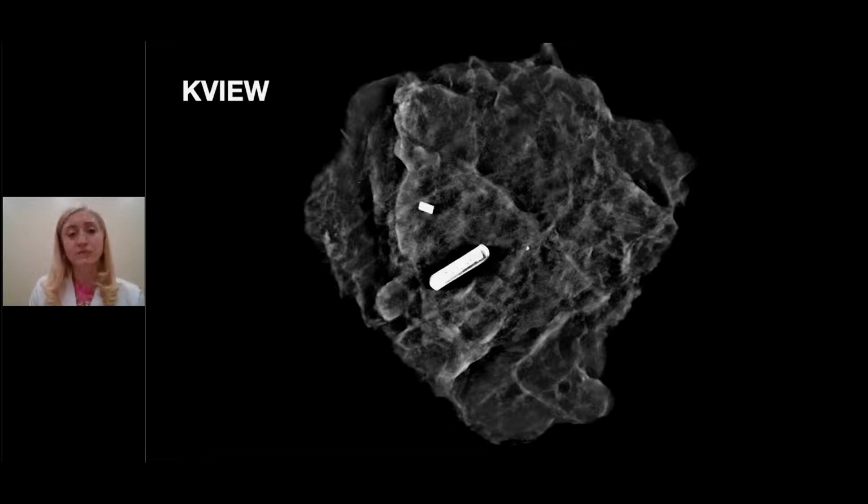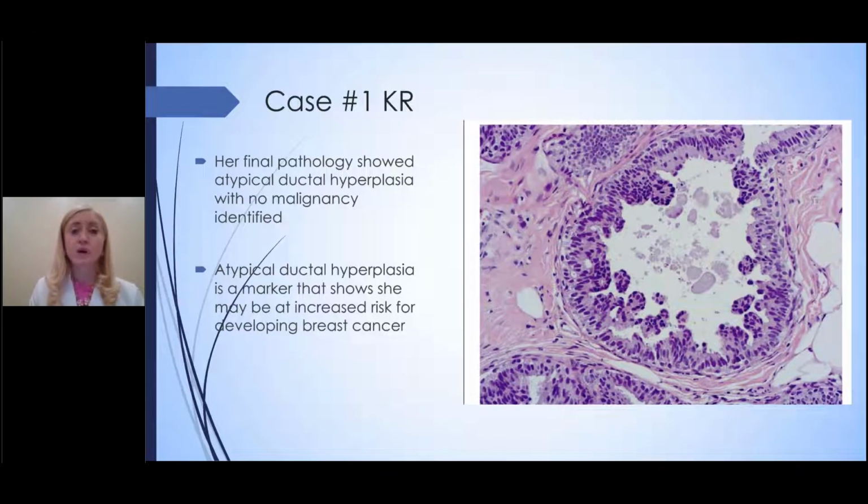With atypias, we don't need extra margins at the time of surgery. So that's one thing to note with her being an atypical hyperplasia. On this patient's final pathology, this showed atypical ductal hyperplasia with no malignancy identified. So the discussion with this patient is that we can be at increased risk now for a future breast cancer.